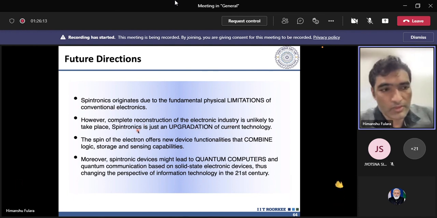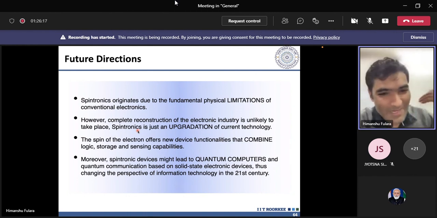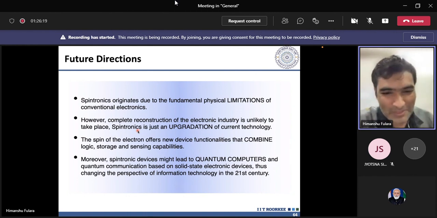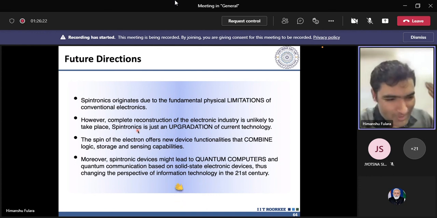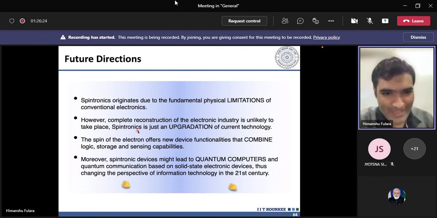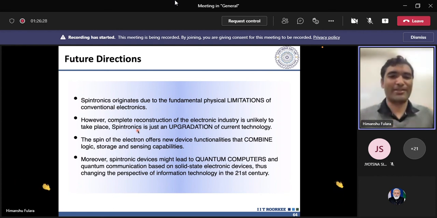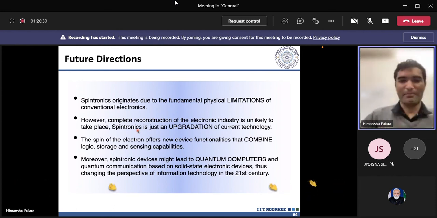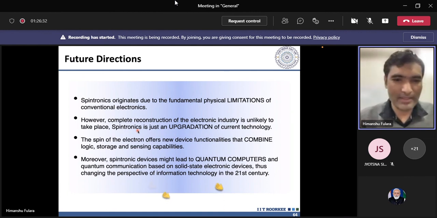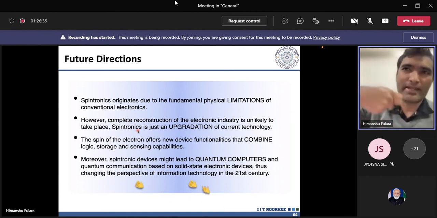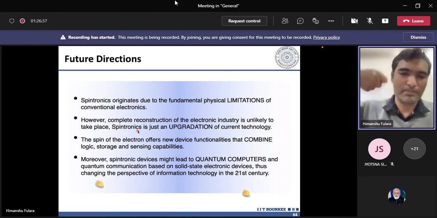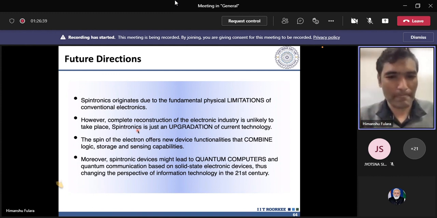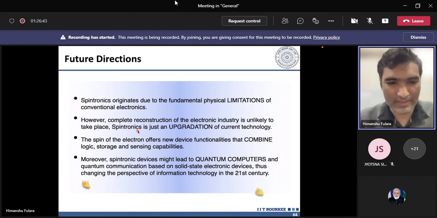I am saying this because you must be wondering, why can't we leave the charge property of the electron? Why can't we use only the spin current? But that's not possible, because you create a spin current from the charge current, right? So it's unlikely that you can have devices completely dependent on the spin current. You can understand it this way: the spin is riding over the charge, to have additional functionality of the devices.